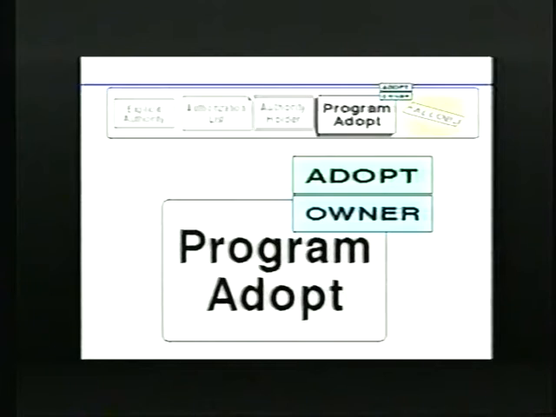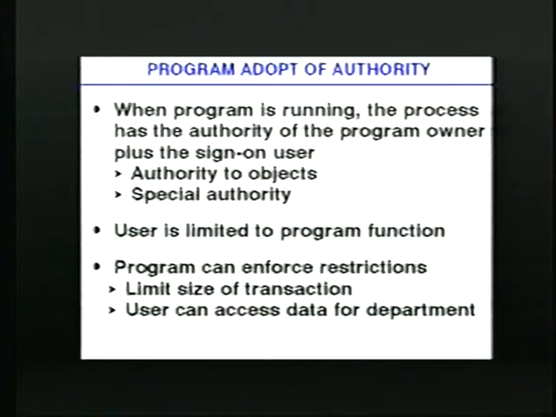Let's look at the fourth way of granting access to an object, that is program adoption of authority. Program adoption of authority is a special feature of AS/400 that says while a user is running a program, the user gets the authority of the owner of the program for both the authority of their object, and if the owner of the program also has a special authority, that authority is granted. Only while the user is running the program.